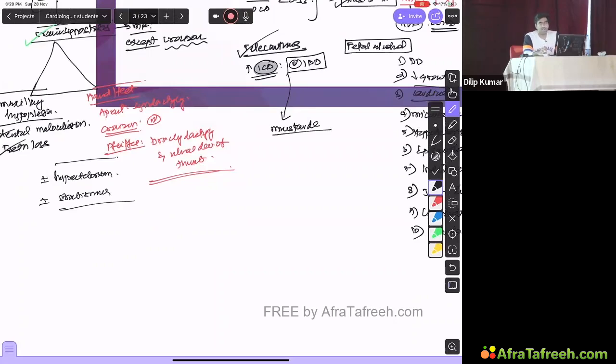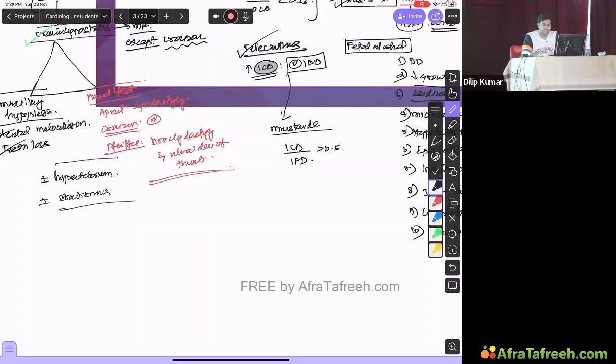That ratio is called the Mustard ratio. What is the Mustard ratio? You take the ICD by IPD ratio. Of course, you know that the inner canthal distance will be high, but the interpupillary distance will be normal. So this ratio will be more than 55% or 0.55. And this is what we refer to as the Mustard ratio. So whenever your ICD by IPD is more than 0.55, you can diagnose telecanthus.